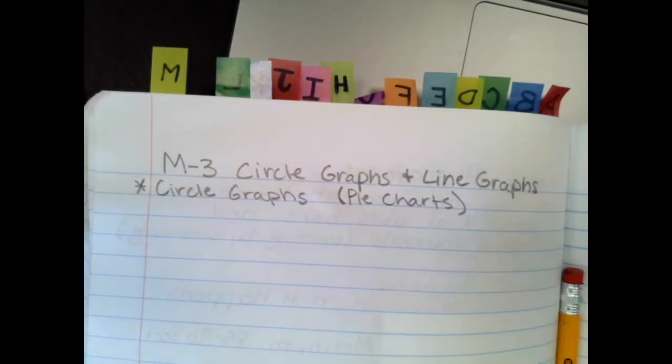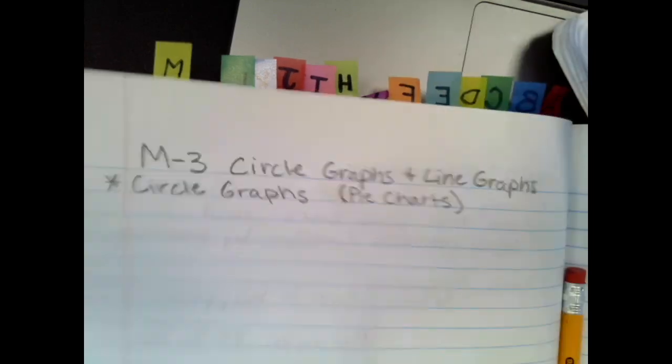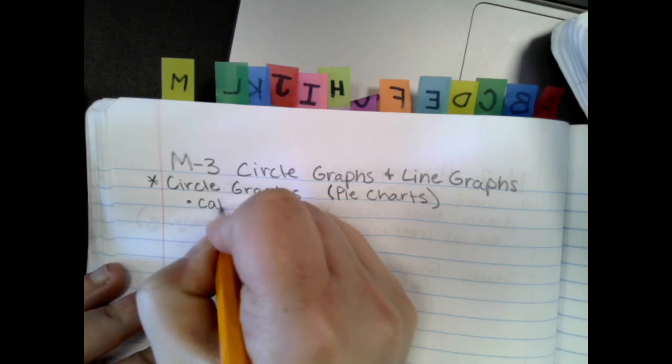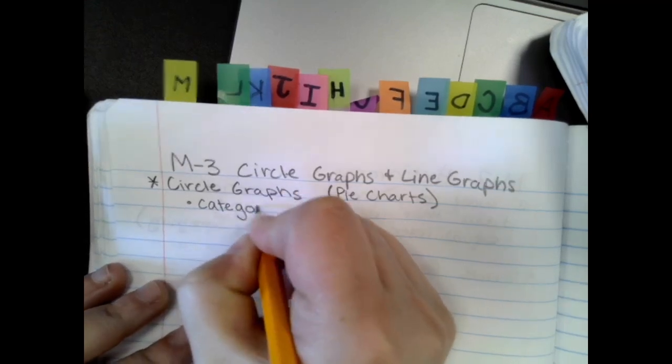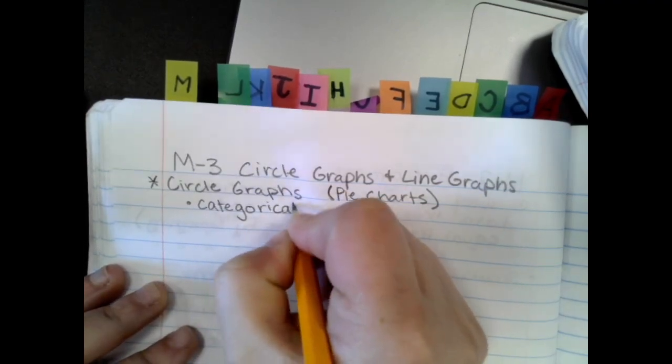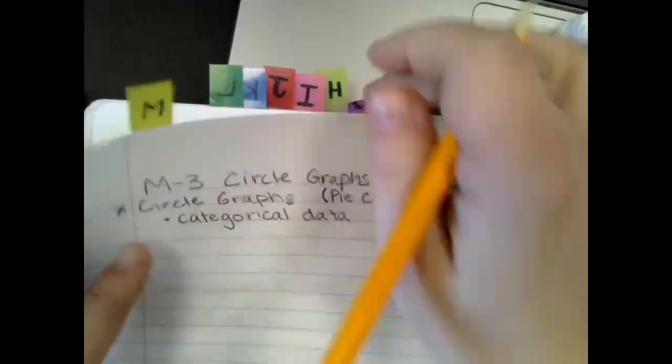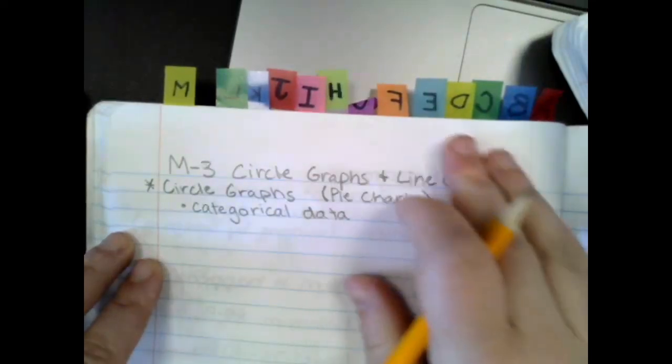All right, big thing with circle graphs today is that we can use circle graphs with categorical data. That's a really big part of circle graphs, is it's categorical. What does categorical mean again? It's categorized. So what kind of questions might we be asking where we get categorical data?